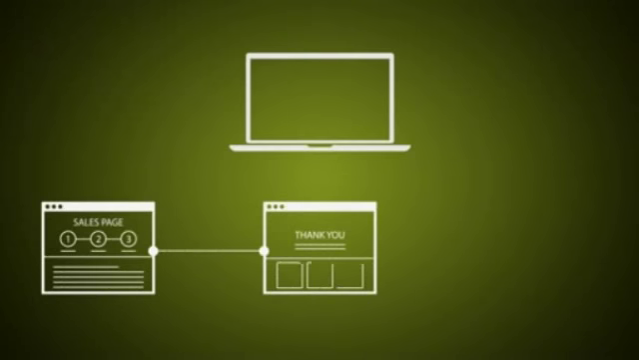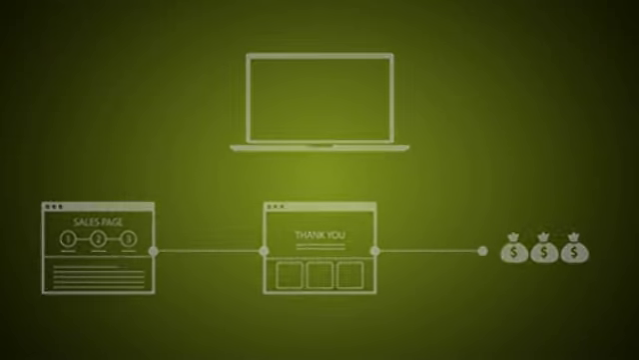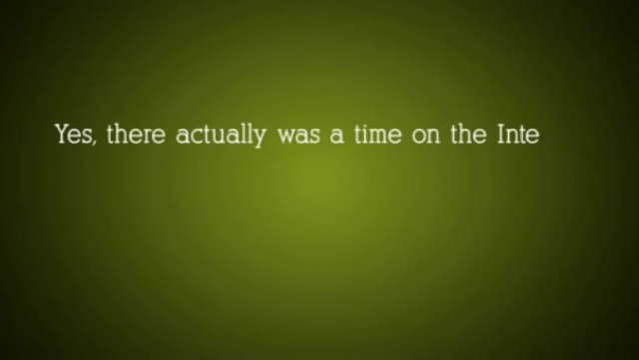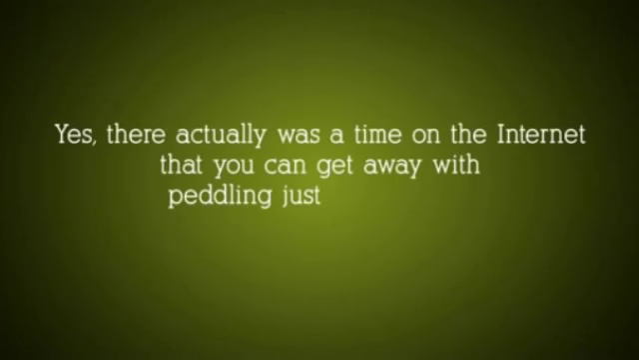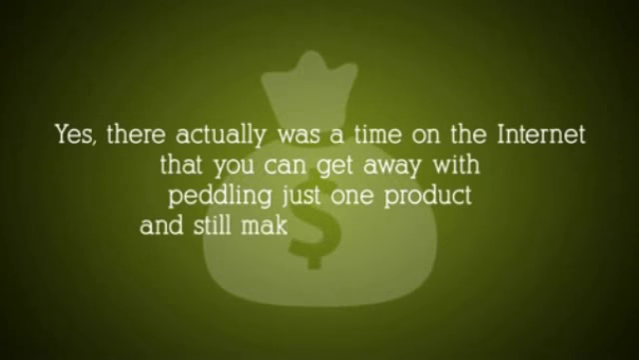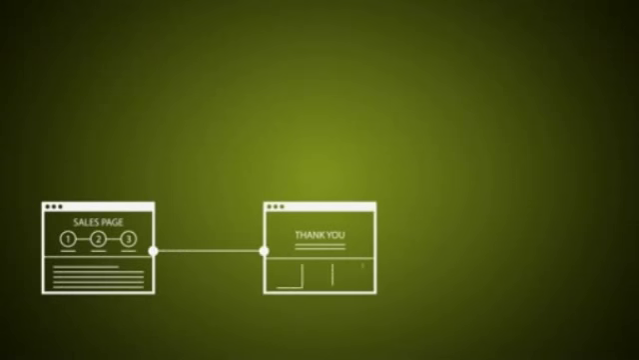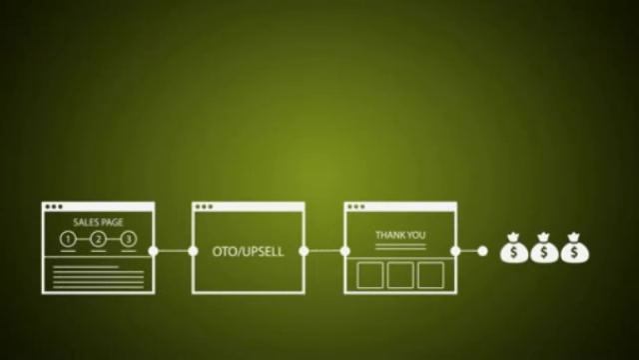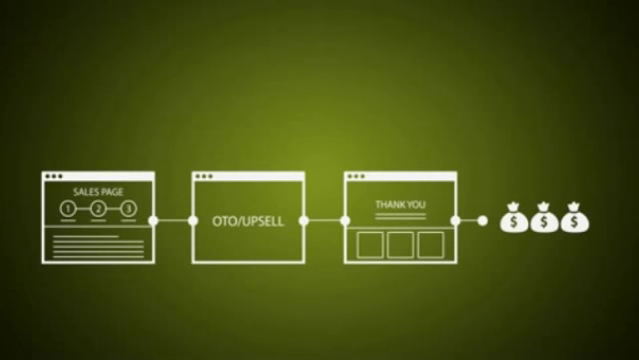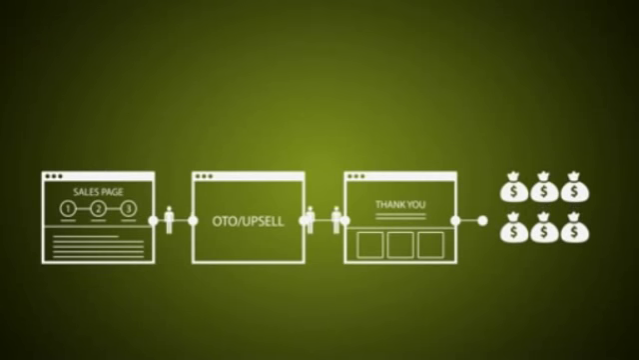In the early 2000s, to make money online, all you had to do is set up a simple sales page and a thank you page, and voila, you're done. Yes, there actually was a time on the internet that you could get away with peddling just one product and make good profit. But then things got slightly interesting. There were more sellers coming online. So in order for you to stay ahead of the competition, you needed to add a one-time offer or an upsell. It makes tactical sense since you can rake in more profits for the same amount of traffic and effort.